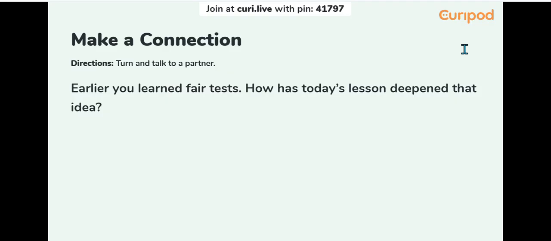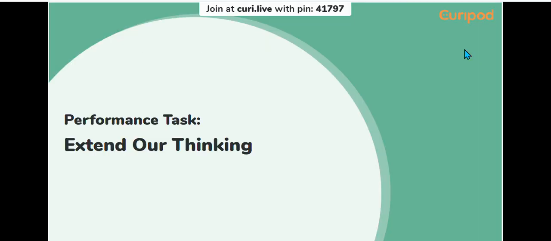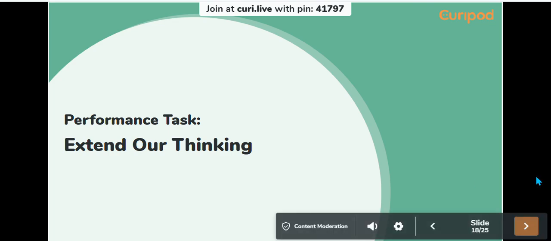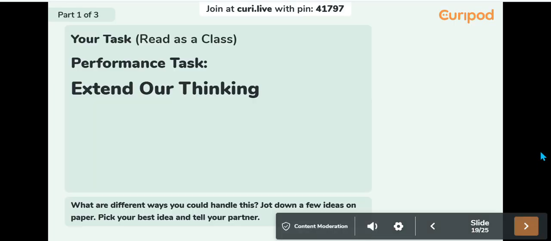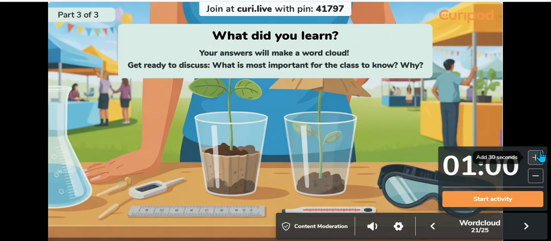Make a connection. Directions. Turn and talk to a partner. Earlier you learned fair test. How has today's lesson deepened that idea? What's one idea you'll remember about safe, accurate experiments? Alright, now we're on the performance task. 7 slides left. So these are just some tasks. We don't have to do these.